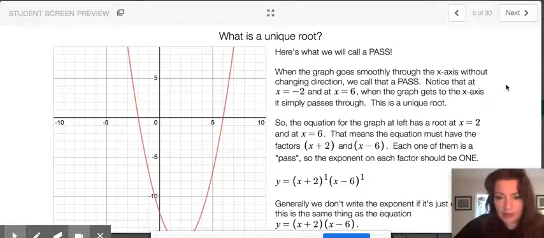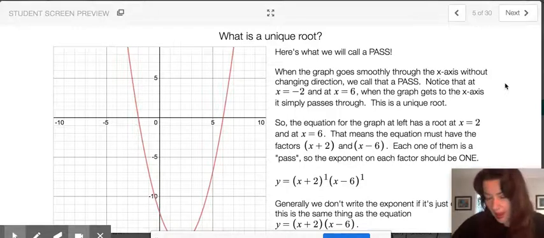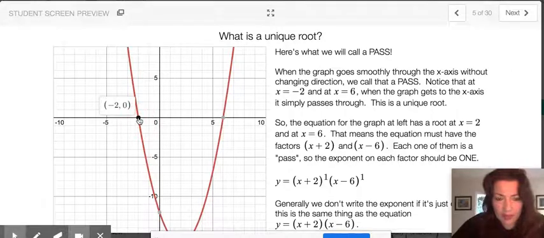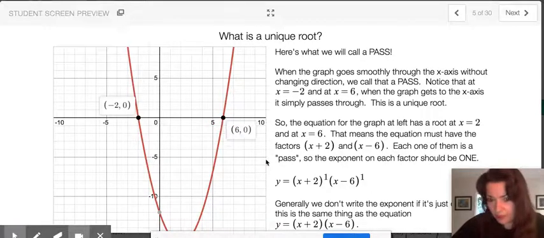Here it says, here's what we will call a pass. When the graph goes smoothly through the x-axis without changing direction, we call that a pass. Notice that at x equals -2 and x equals 6, the graph meets the x-axis and simply passes through. This is also known as a unique root. So the graph here passes through the point (-2, 0), and it also passes through the point (6, 0).